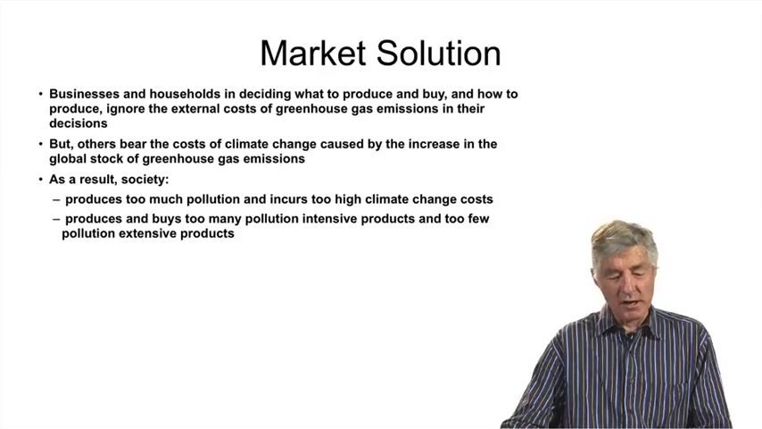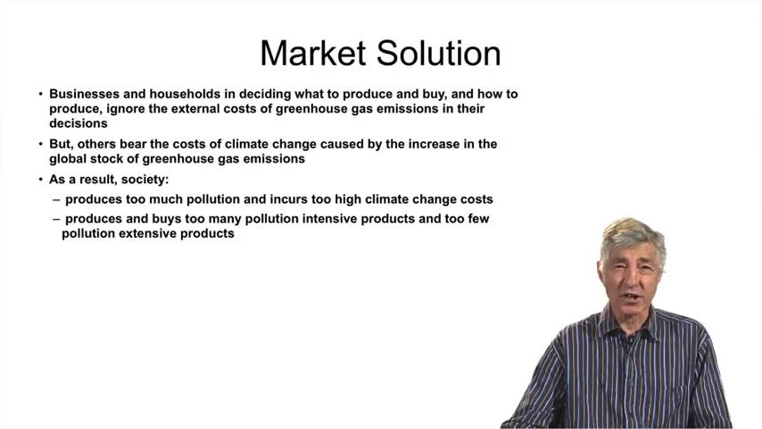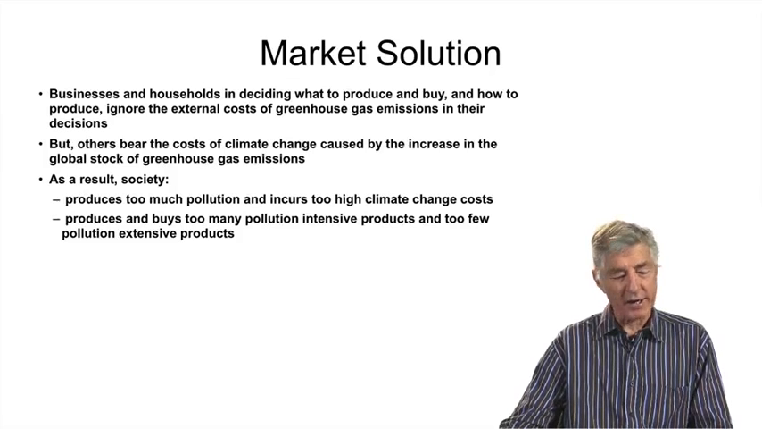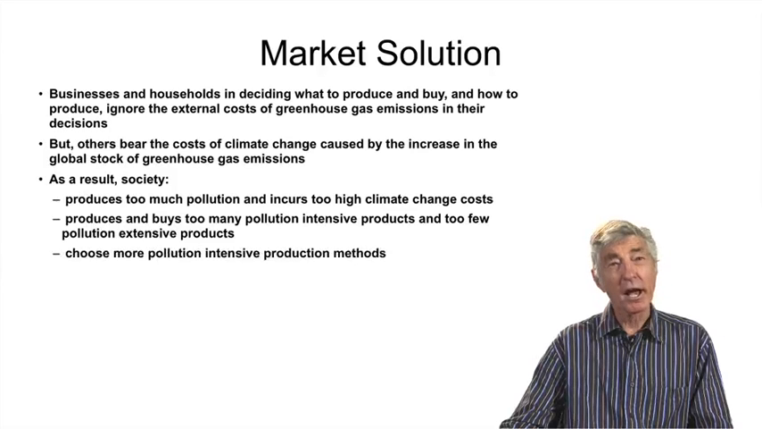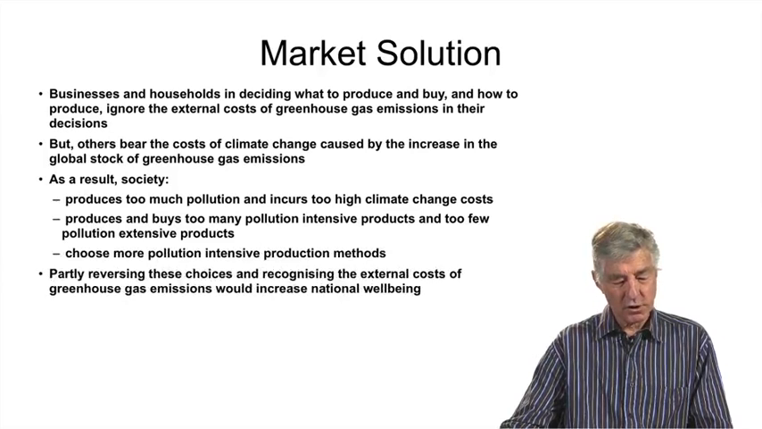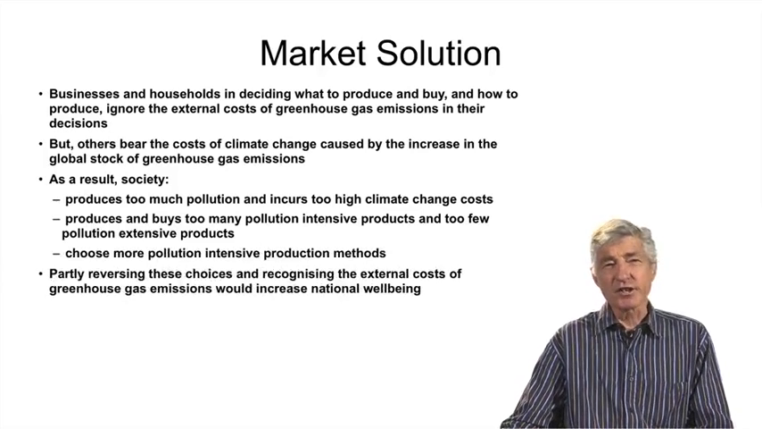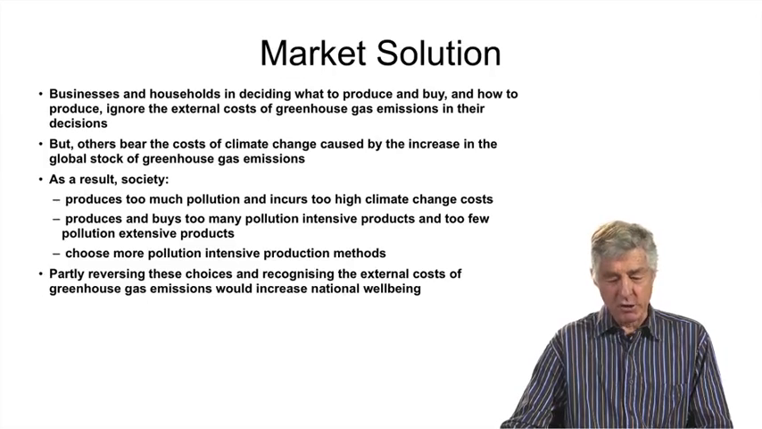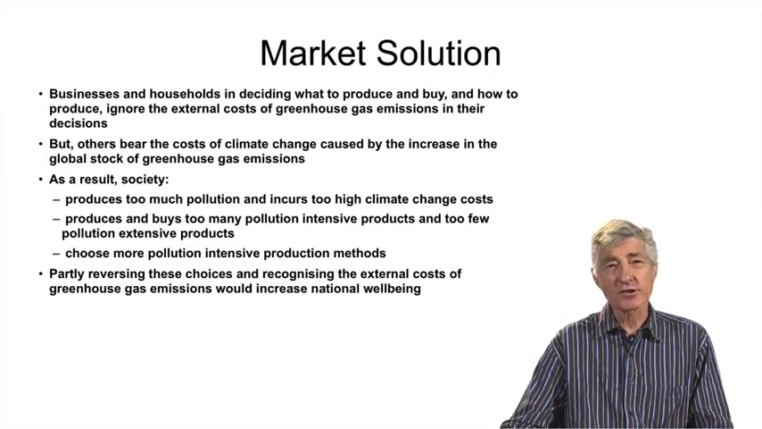And we do that by choosing those pollution-intensive products. So the coal and gas-fired electricity rather than renewable electricity. Eating beef and lamb rather than eating chicken. Driving to work and on holidays rather than walking or taking a bicycle. And we choose more pollution-intensive methods of production. So partly reversing these choices to less polluting ones would reduce greenhouse gas emissions and would actually increase national well-being.